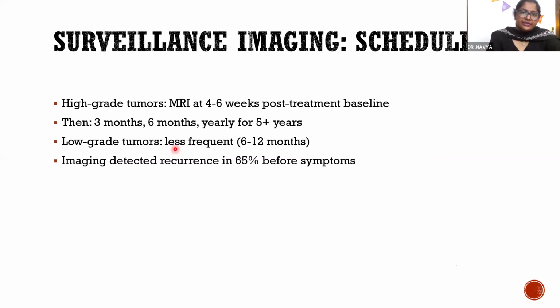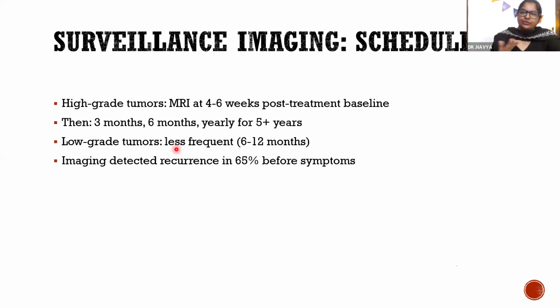So when do I call the child for surveillance? Of course, the parents will be anxious. They will be worried about what the tumor is going to cause if it is recurring, versus what the radiation, post-surgery, post-chemo side effects are. For that, we have a definite survivorship program, which tells us when to follow them up and when to scan them. For all high-grade tumors, we do a post-treatment baseline, then at 4 to 6 weeks, then 3 monthly, then 6 monthly, and then yearly. This is over the next 5 years.